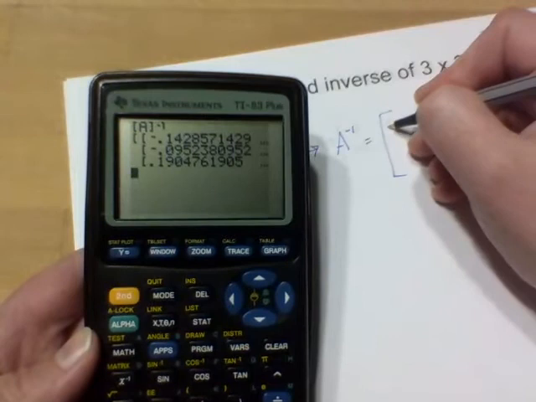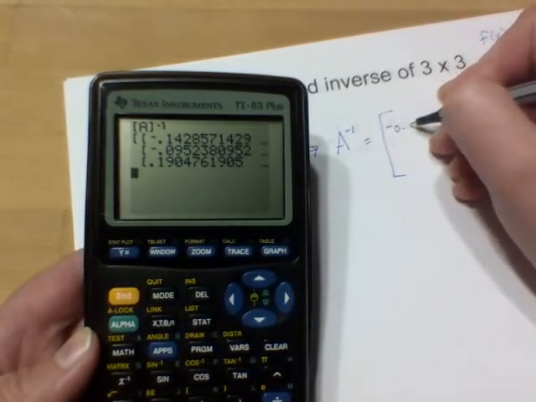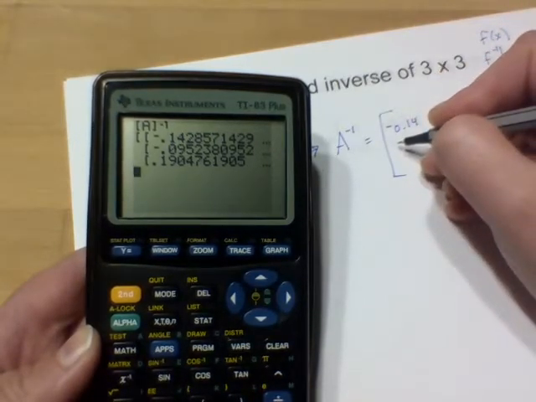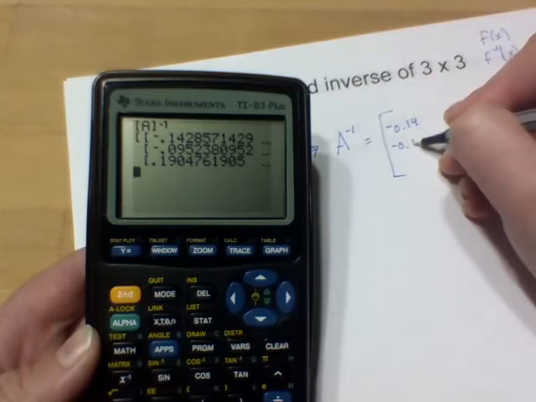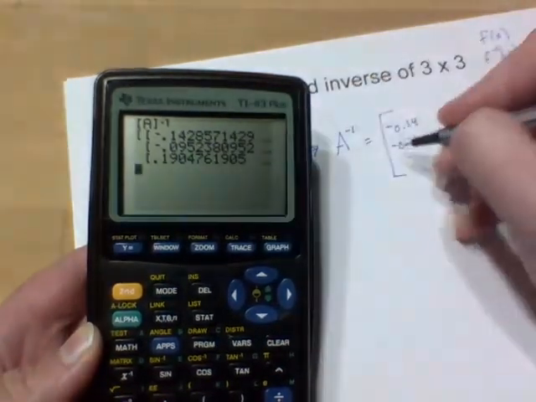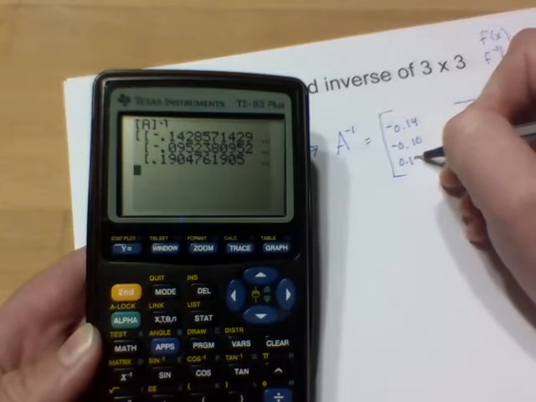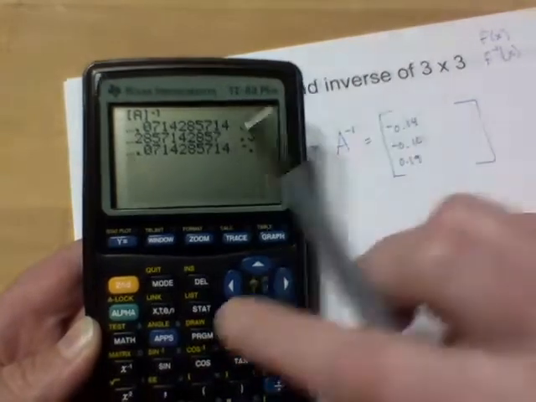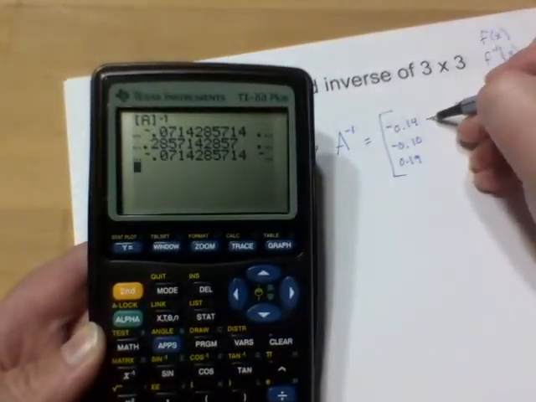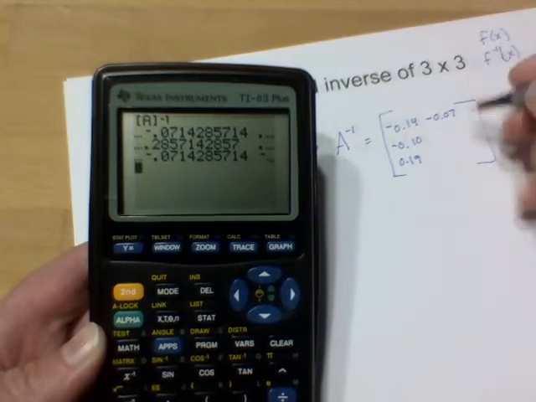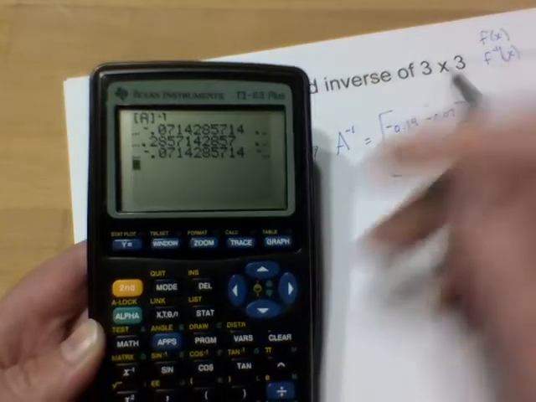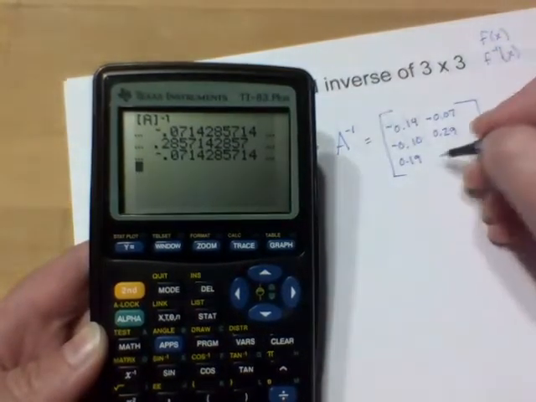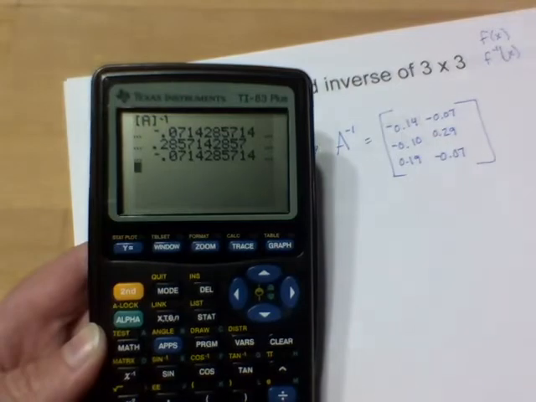But in this first one here, we have negative 0.14. And then this second row, we have negative 0.10. If you round a 9 up, it's going to be 10. And then 0.19 for that first column. Then scrolling over, our second column starts with a negative 0.07. Then, double checking it's not negative, 0.29. And then the last one is going to be negative 0.07.